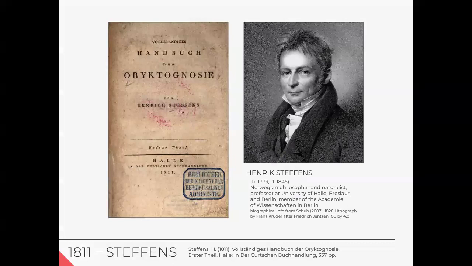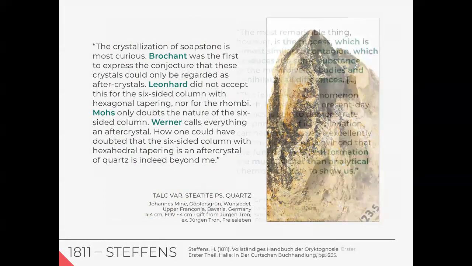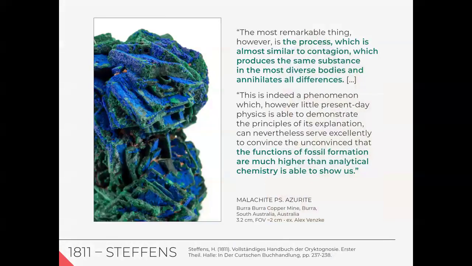Now, in the same year, Steffens publishes his complete Handbook of Oryctognosy. In this, Steffens discusses the debate around the steatite pseudomorphs. These were a problem. As seen in this disagreement between contemporary scientists, nobody agrees. And he gives us a little bit of insight into the problem by noting the changes in bodies composed of multiple minerals, describing it as similar to a contagion that annihilates all differences between multiple different minerals in the same rock. He then acknowledges that the current science cannot explain it.